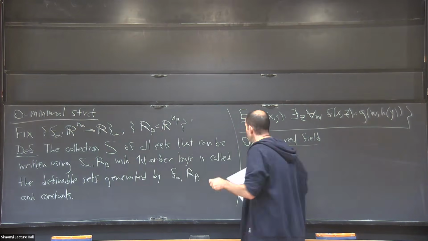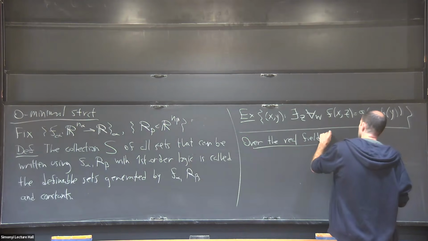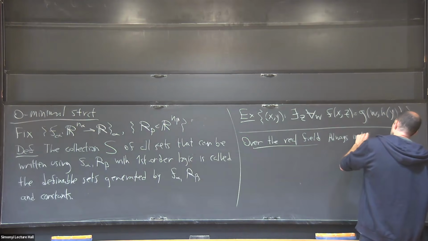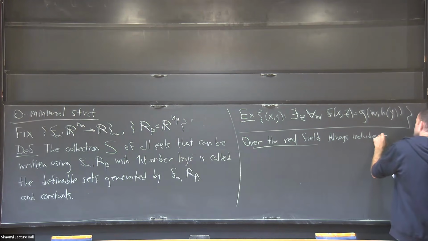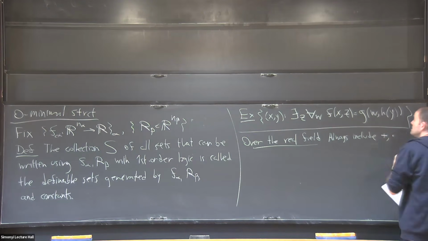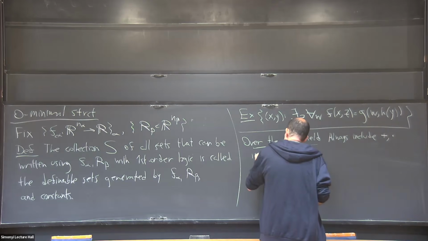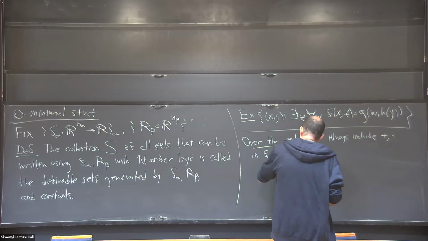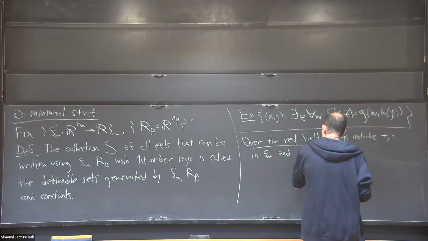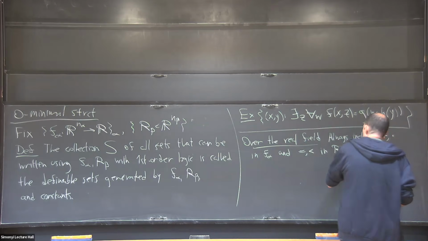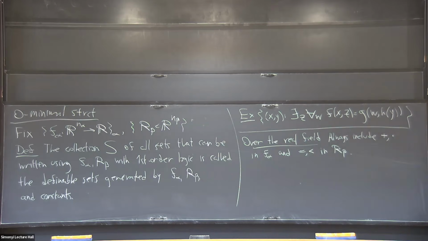So I'll always include the field operations plus and times in these F alphas, and I'll include equality and inequality in my R betas. Okay, so whenever I'm writing these formulas, I'm always going to allow myself to use addition, multiplication, and I'll always allow myself to use equality.